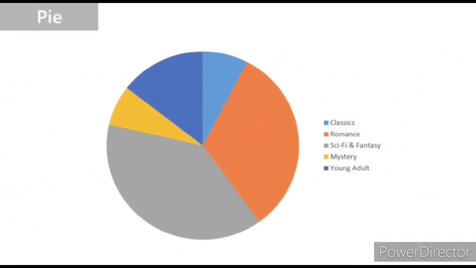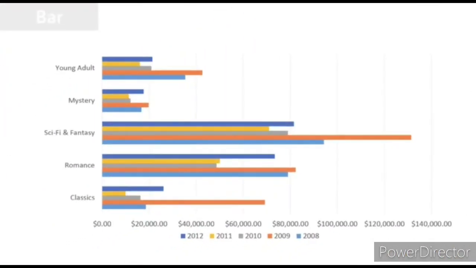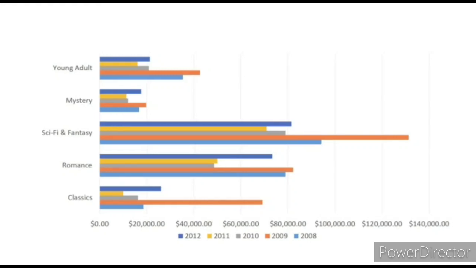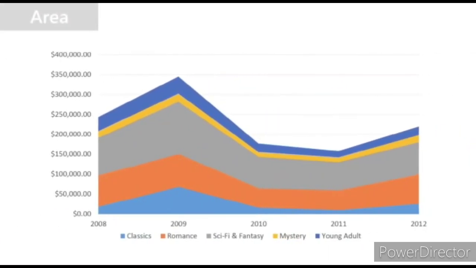We also have a bar chart. The bar chart represents data using horizontal bars rather than vertical bars. And finally, the area chart, which is similar to a line chart. The area between the lines is filled with colors.